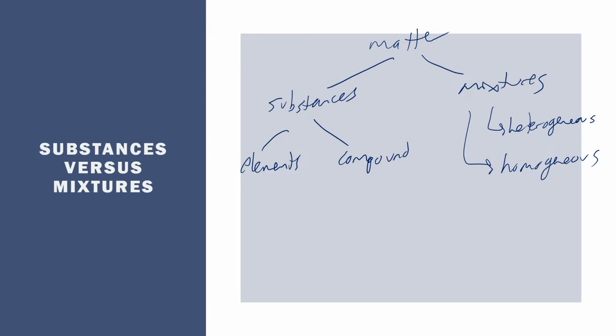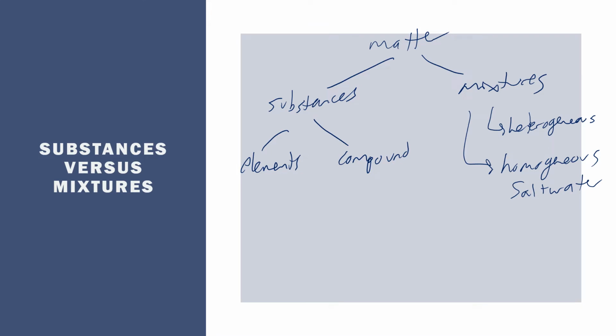Homogeneous mixtures, you cannot see the different parts. A good one that I like to use for this is salt water. As long as the salt's completely dissolved, which it normally is, you cannot see the salt in the water, but it tastes salty. But it's still a mixture of two things with distinct properties.